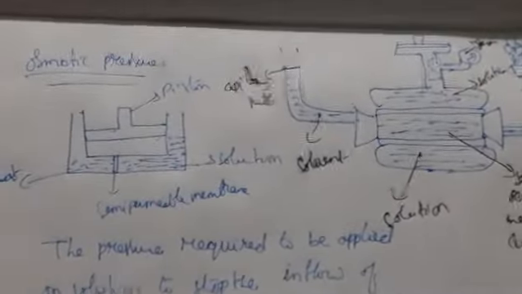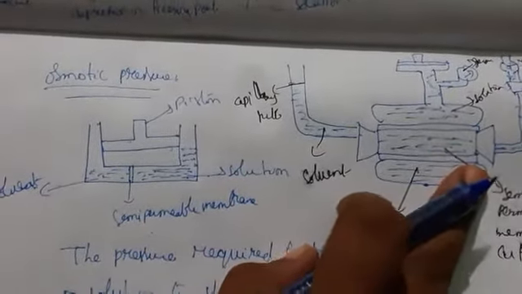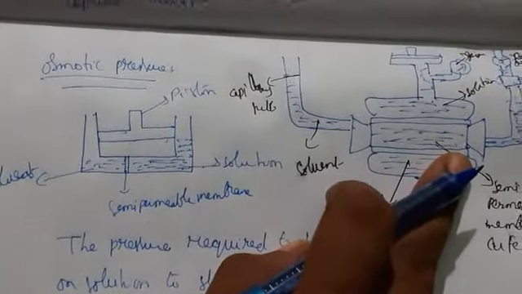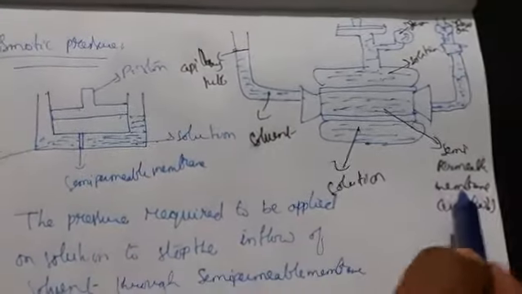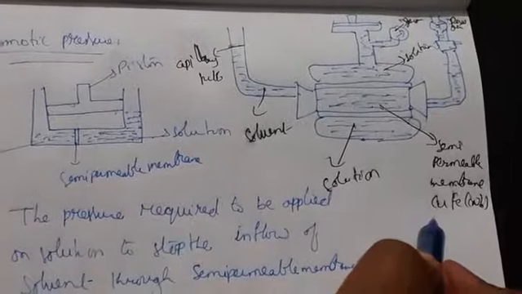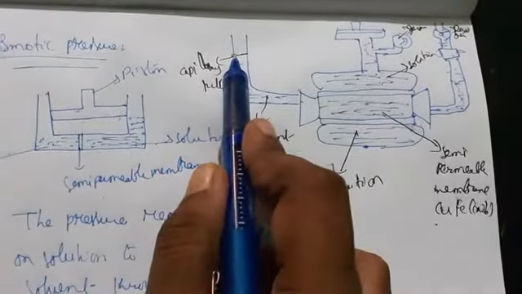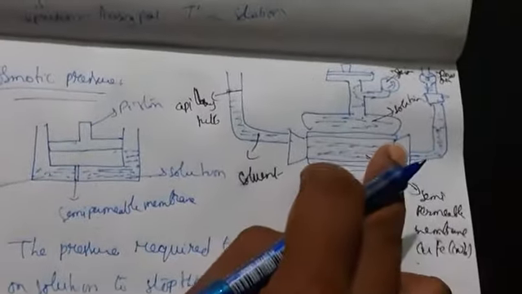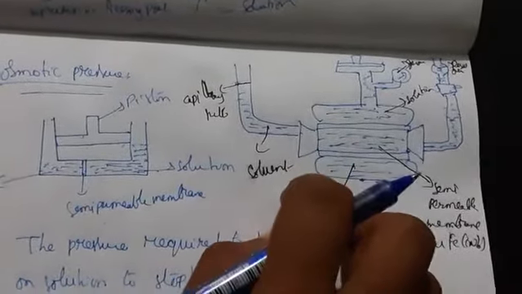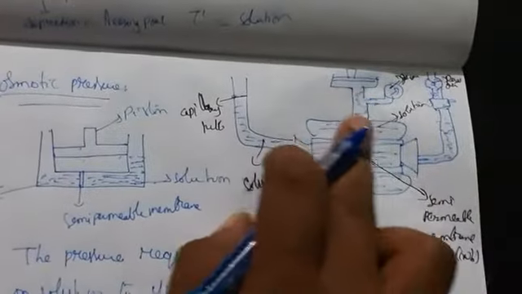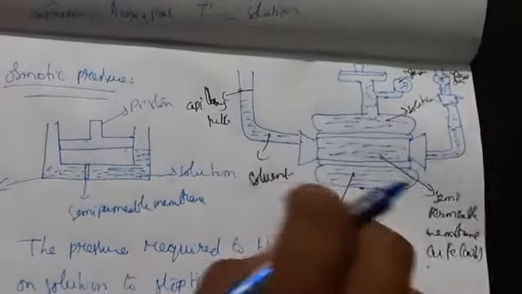Generally in this method, what we are going to determine is the pressure needed to prevent the entry of solvent into the solution separated by a semi-permeable membrane. It consists of a tube with a semi-permeable membrane of copper ferrocyanide. One end of the tube is connected with a capillary tube, and the other end is connected to a solution. This metal jacket contains the solution, to which pressure is applied, and it also contains the solvent, water.